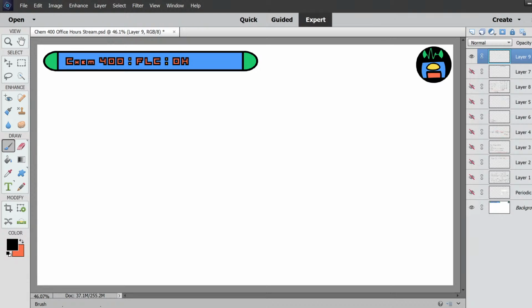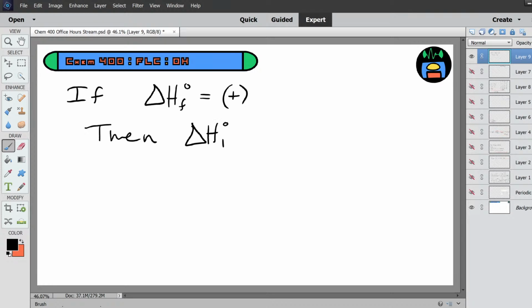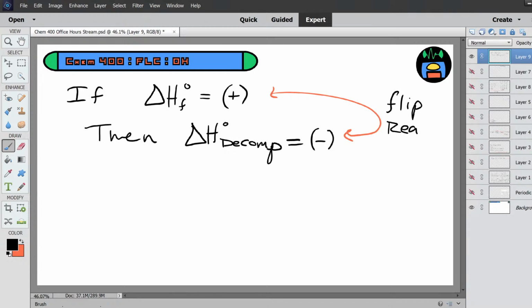They totally are. The quantized units are not the same. The larger gaps occur closer to the nucleus, and then as you get further and further out, they get smaller and smaller. Your observation: if the delta H of a formation reaction is a positive number, then the delta H for a decomposition is negative, because these two reactions, by definition, flip reactants and products. So that will always be the case. The decomposition reaction will always have the opposite sign of the formation reaction.